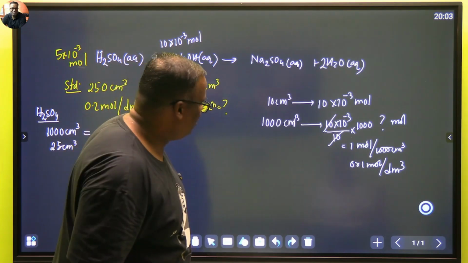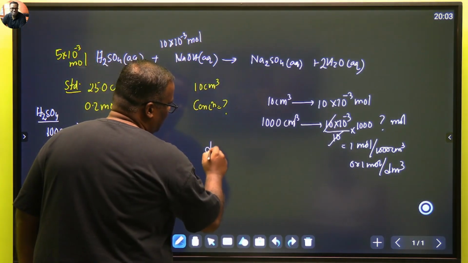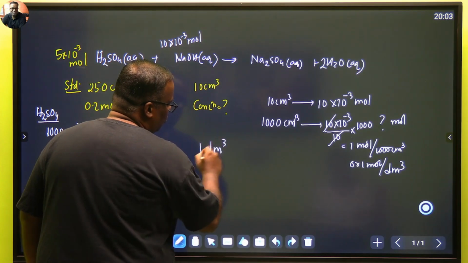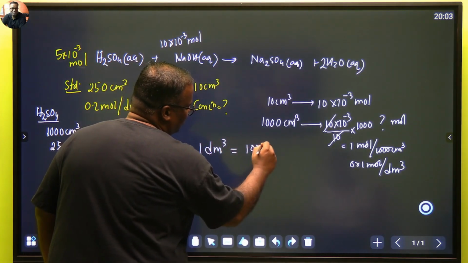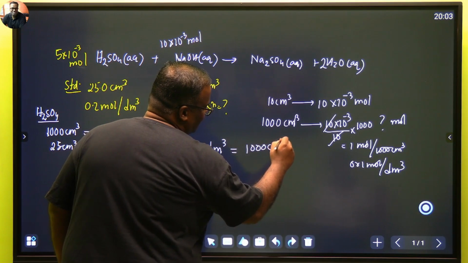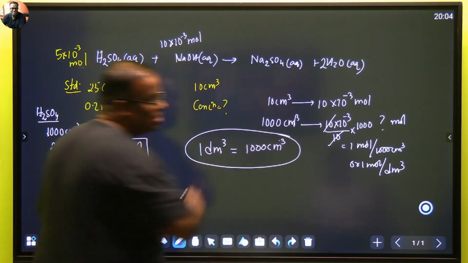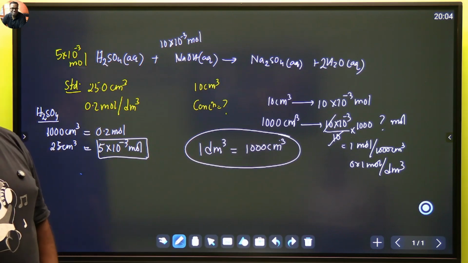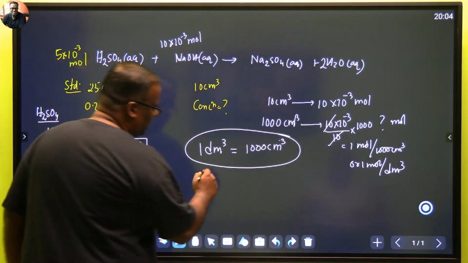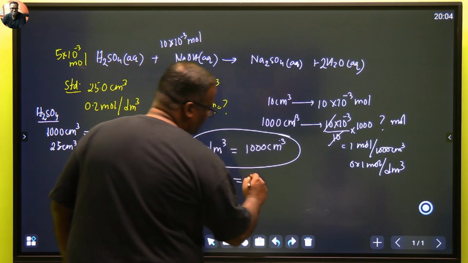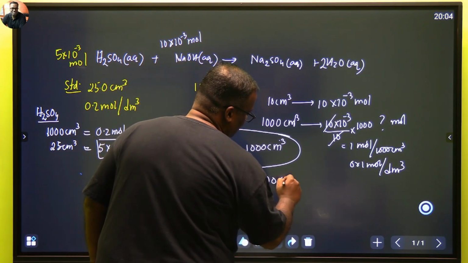The whole problems hover around one thing. Do you know that 1 dm cube is 1000 cm cube? I think इससे बड़ा और कोई calculation नहीं था इस पूरे में. And the CBSE fellows will get this question as 1 liter is equal to 1000 cm cube.